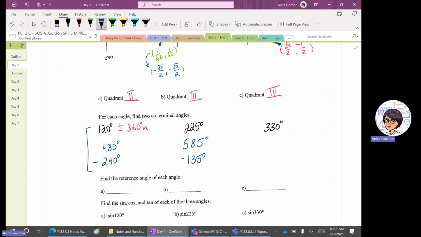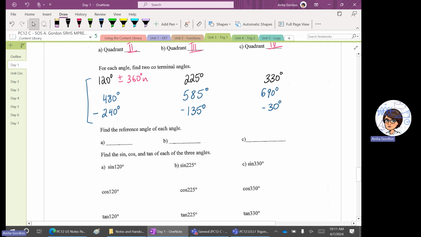Here, if I added 360, I would get 690 as my coterminal degrees, or I could go backwards. I would get negative 30. I could also add 720, right? Oops. 720 is the same as 2 times 360. As long as it's multiples of 360, n can be any integer, and you will find coterminal angles.